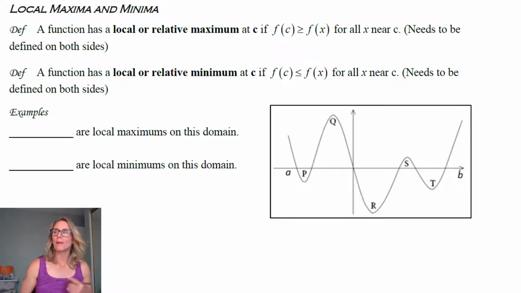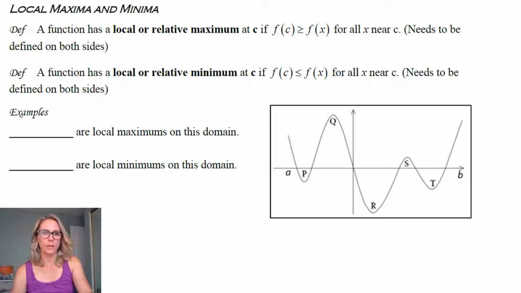So we have a little bit more here with those definitions that are actually very straightforward, but just use slightly more complicated language that we have to work through. But we have this definition: a function has a local or relative maximum at a value.